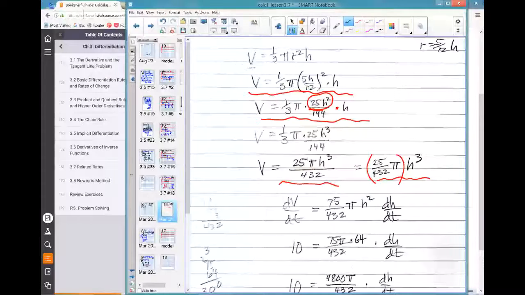Yes, go ahead. Why is it cubed? Because if you look at this step, you see how we had a 25h squared here? But then I had to multiply that by another h. That's why it became cubed. Oh, okay. Anybody else? Thanks for asking.